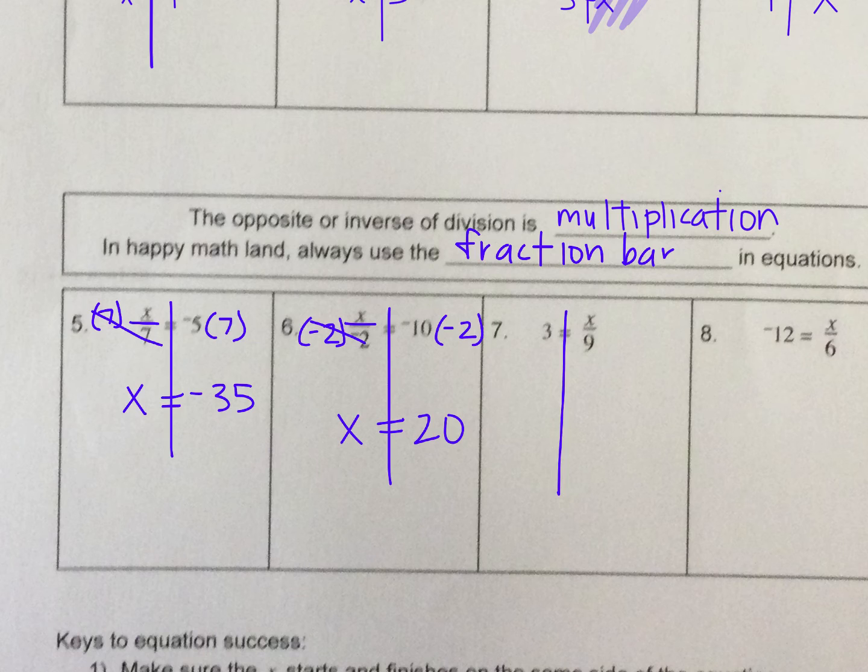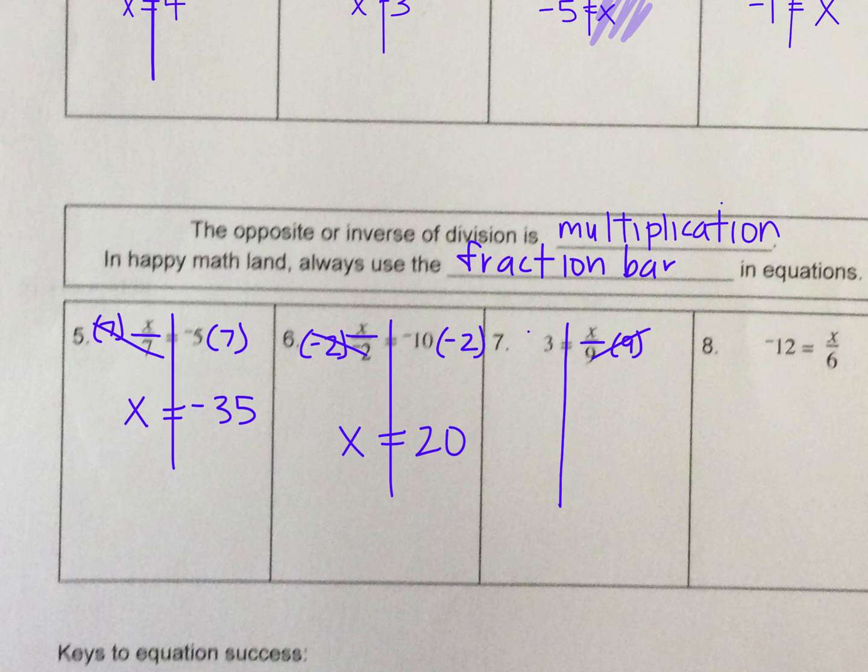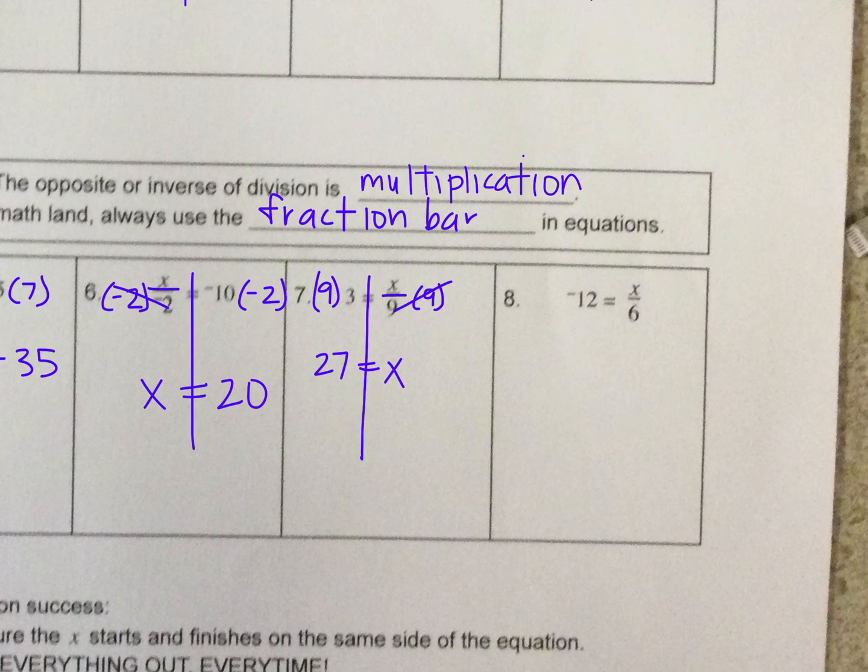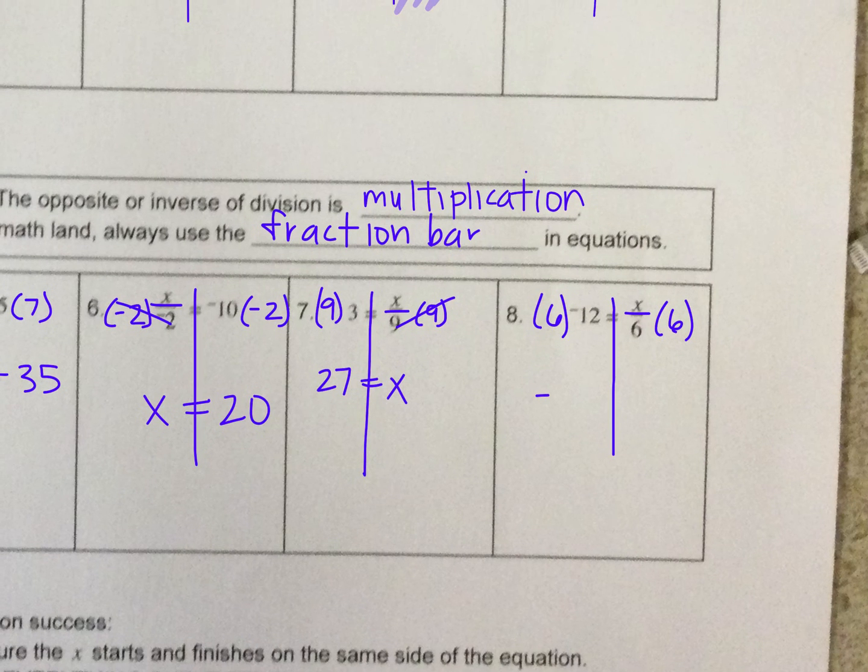But we need that 9 to go away. They're being divided, so I'm going to have to multiply. 9 times 3 is 27 equals x. Do not write x equals 27. X is on the right side. Write 27 equals x. Number 8, that 6 has got to go. It's being divided right now, so we're going to do the opposite and multiply. -6, nope, that's +6 times -12 is -72 equals x.